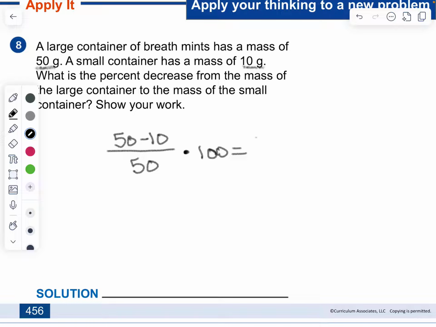50 minus 10 is 40. Divided by, not 40, 50. And that will give you 80%, and we already know it was a decrease.